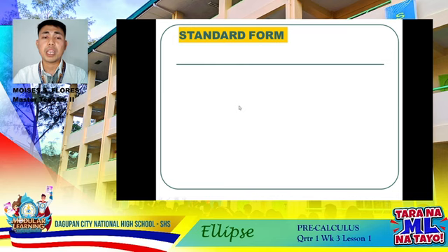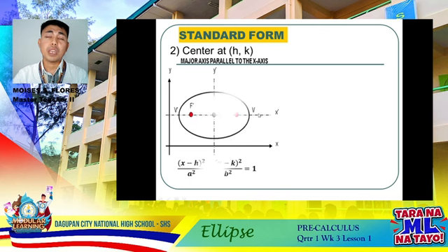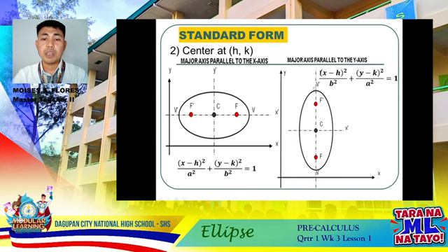Let's proceed with the second type of the standard form, which is center at h, k. The same concept on what we have discussed on center at origin. With respect to your major axis, your a square is under x, or simply it is parallel to the x-axis. That's why it's again horizontal. On the other hand, your major axis here is parallel to the y-axis. As you observe, your a square is under your variable y. So again, horizontal and vertical ellipse.